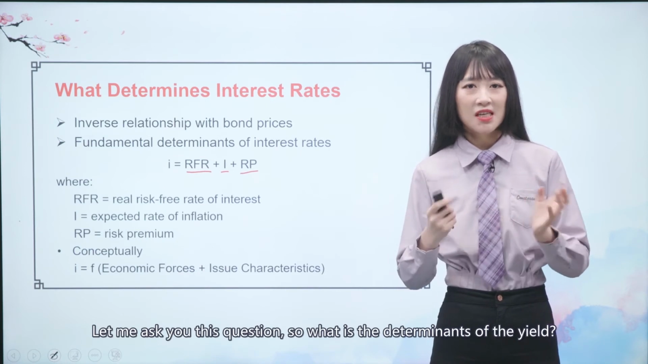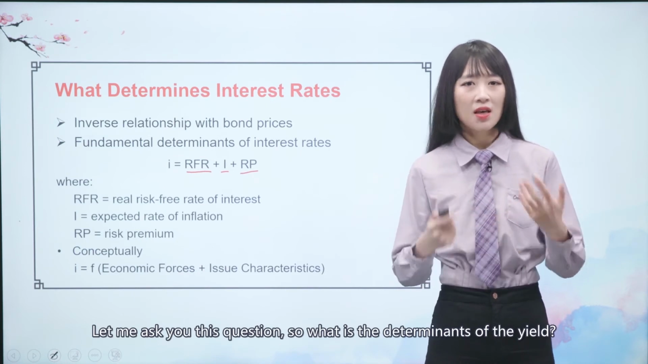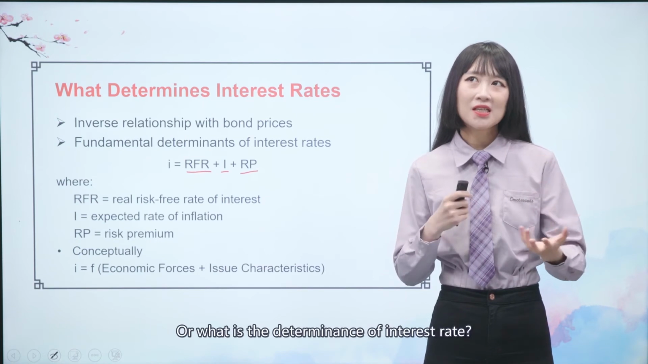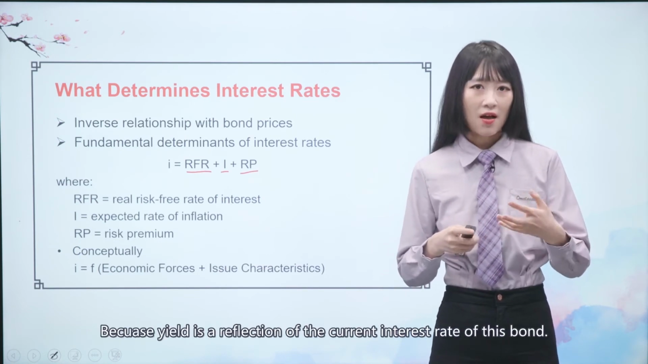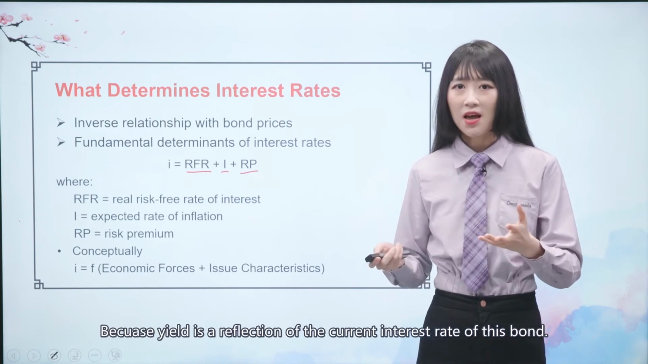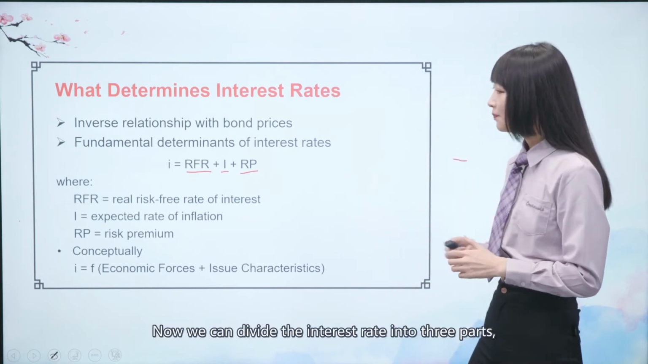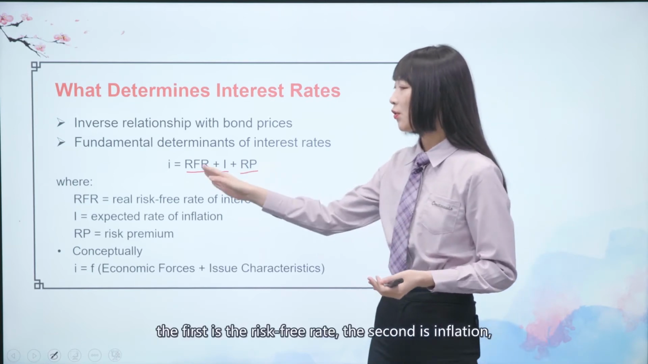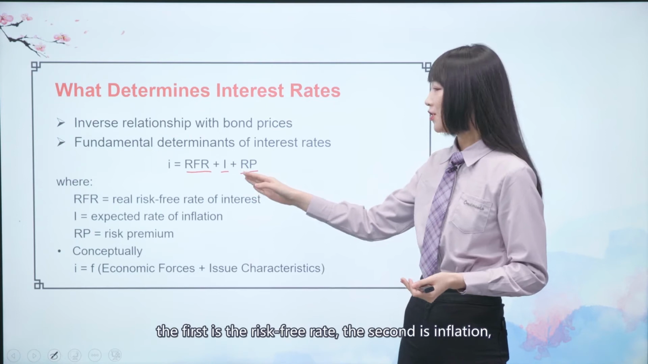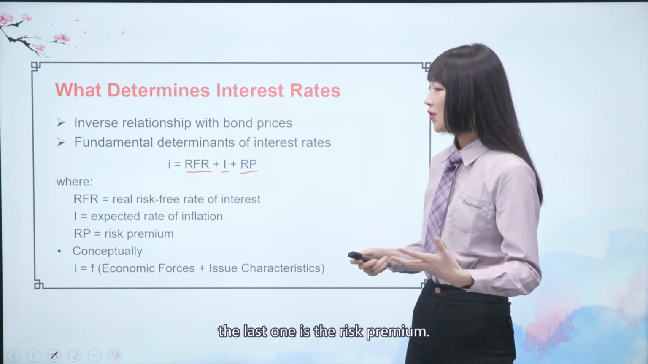Let me ask you this question. What is the determinant of the yield? Or what is the determinant of interest rate? Because yield is a reflection of the current interest rate of this bond. We can divide the interest rate into three parts. The first is the risk-free rate. The second is inflation. The last one is the risk premium.